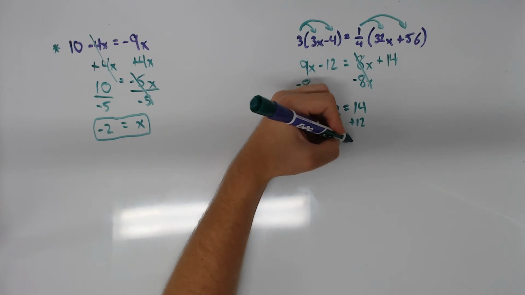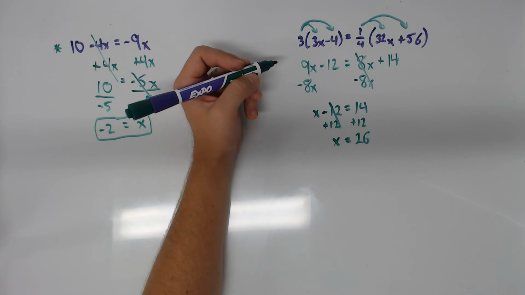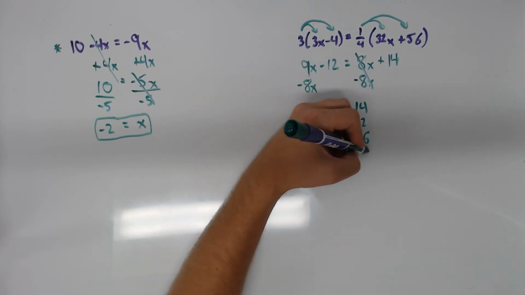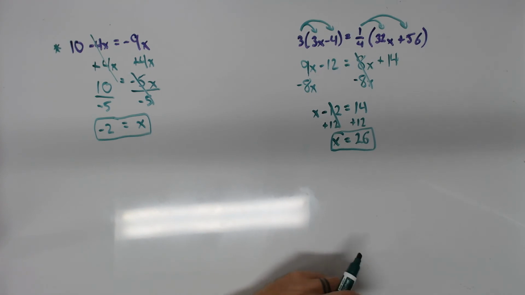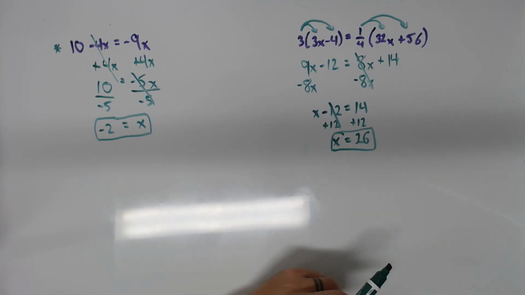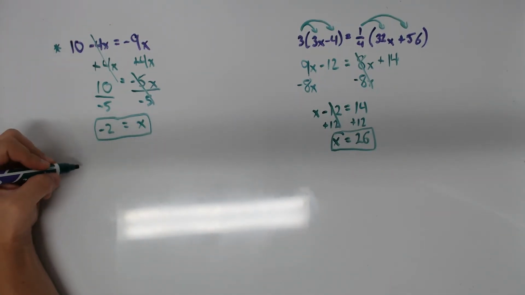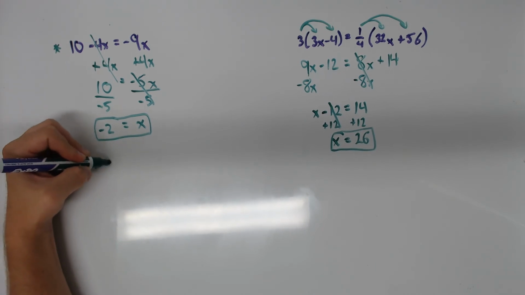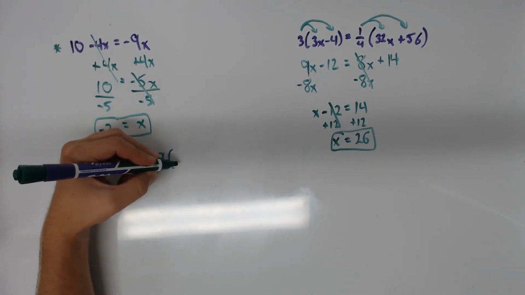x equals 26. Now that seems like a kind of high number, but the next thing we're going to do is check our work, so we'll see if I did that right. So the more complicated these get, the more useful it's going to be to check your work. There's just more room for error, right? So I'm going to plug these numbers back in. So if I rewrite the equation but replace x with what I think x is, both sides should come out to the same number.